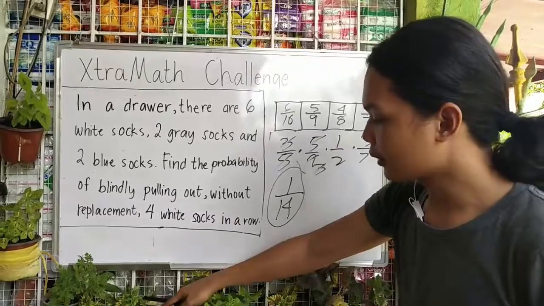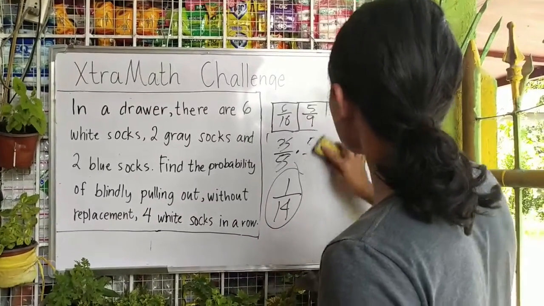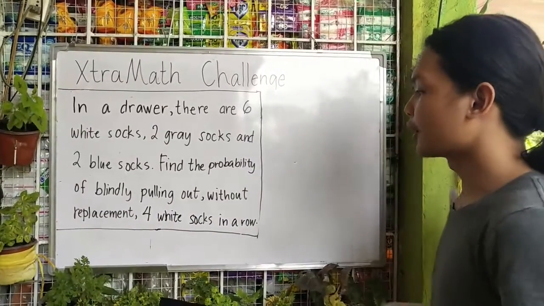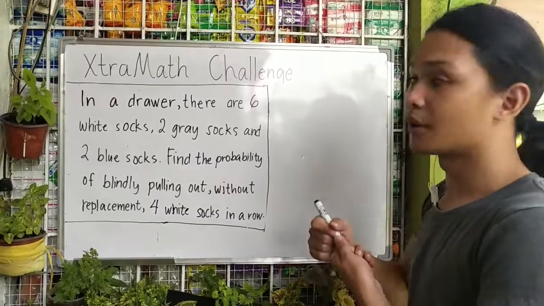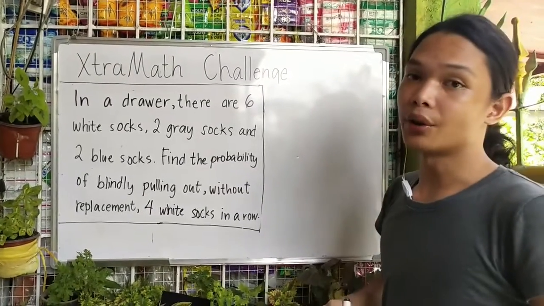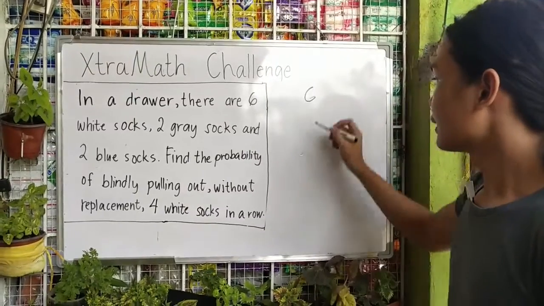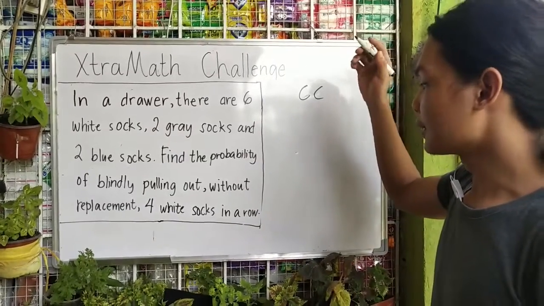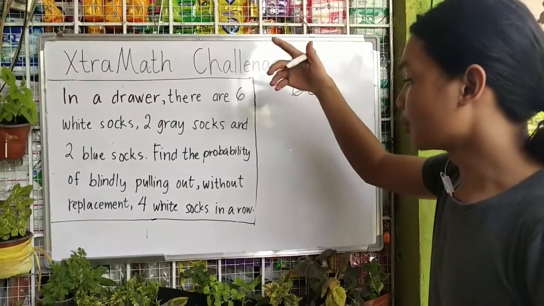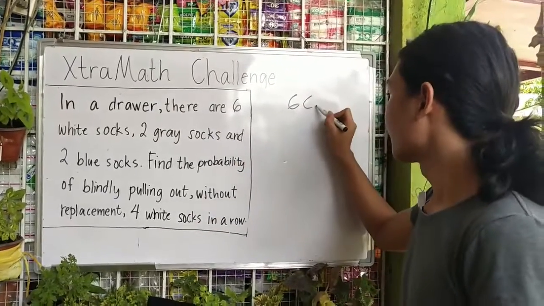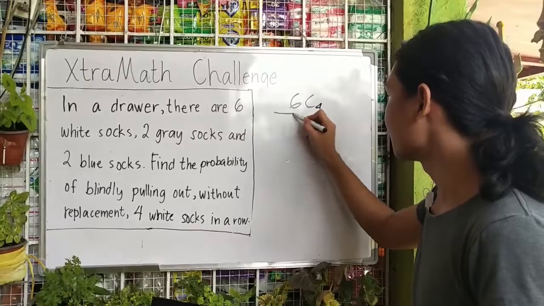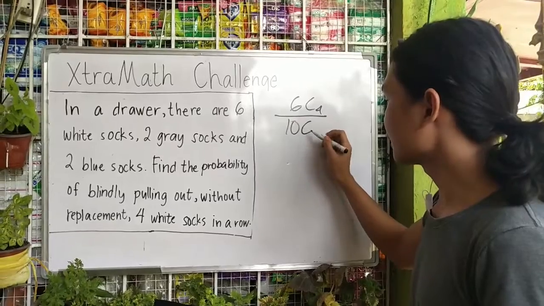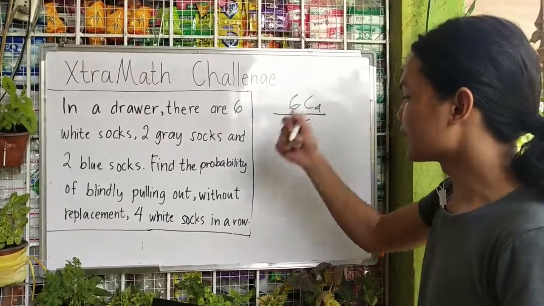But there is another method of solving this problem: by using combinations. Since we are asked to pull out 4 white socks and we have 6 white socks in the drawer, we write 6C4. And the number of items, which are the socks, is 10, and the number of times we need to pull a sock from the drawer is 4, so 10C4.